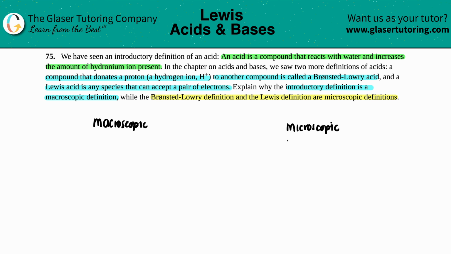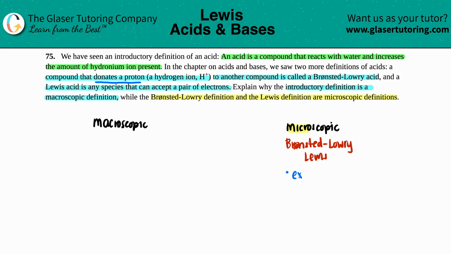So they're saying that the Bronsted-Lowry definition and the Lewis definition are all microscopic. Well, let's just see what they're talking about. They did say that for the Bronsted-Lowry, we're donating a proton. It's literally one element. It's a hydrogen ion. Can we see a hydrogen ion? No, that's too small. That's micro. So that's one of the reasons why.